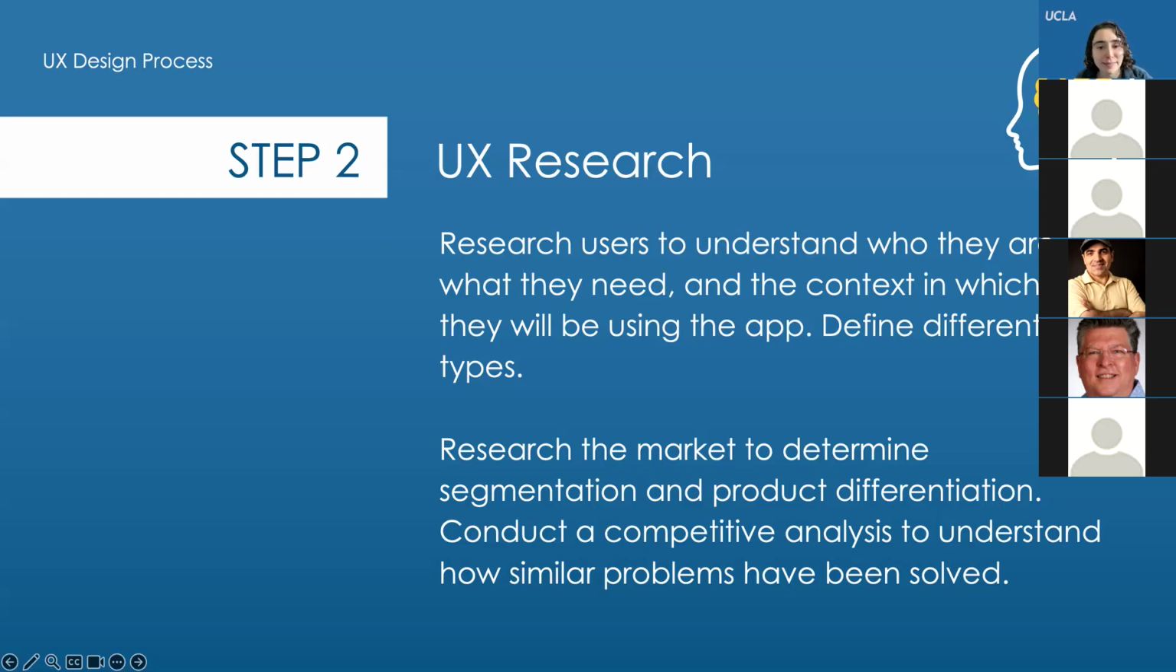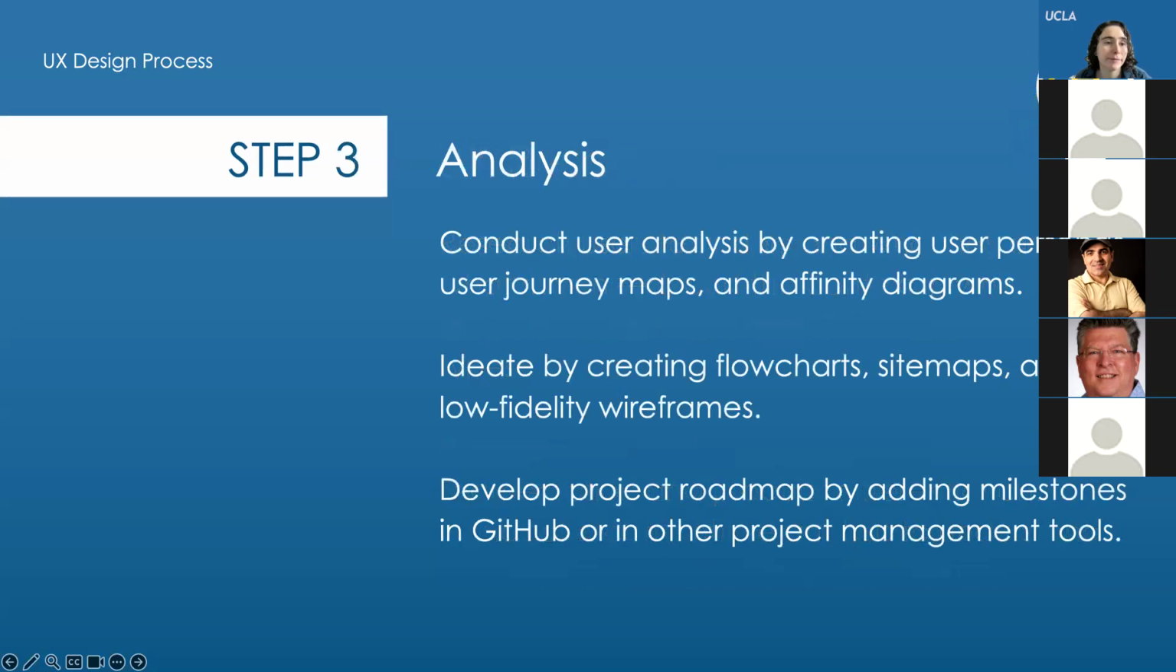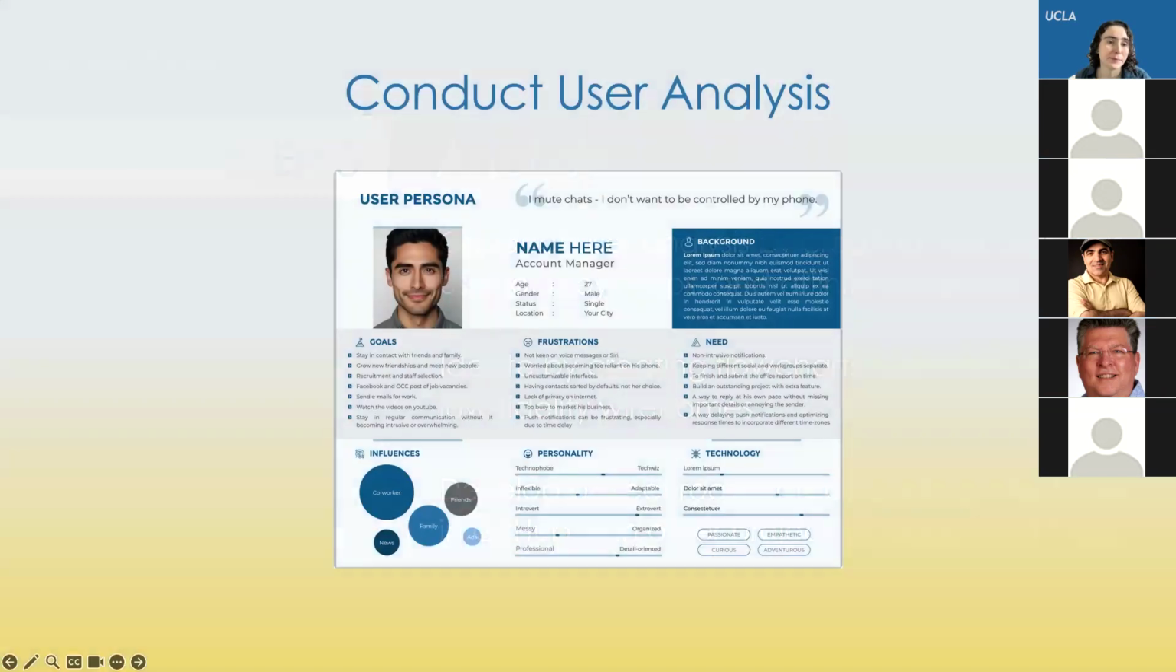We also, of course, want to understand the market. What products have come out before that are similar, and how can we differentiate ourselves? What has been successful before? What has failed before? And what are we going to be doing differently? And from this research, we can start in step three to analyze it and process it and create the structure and strategy for building the app.